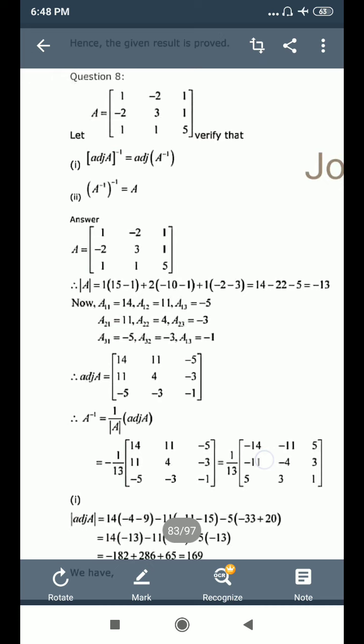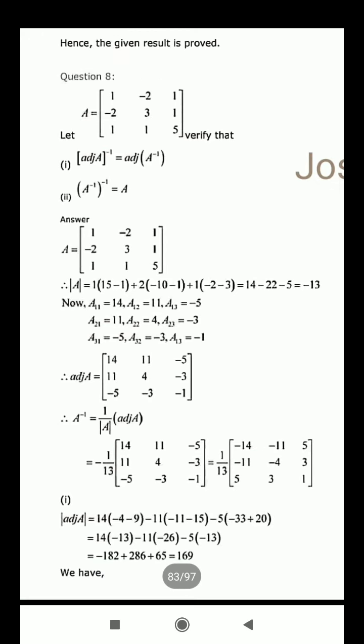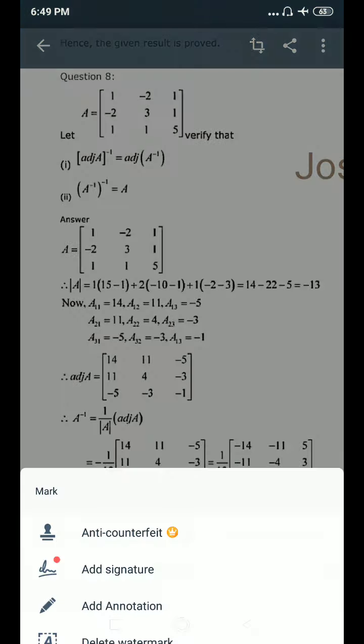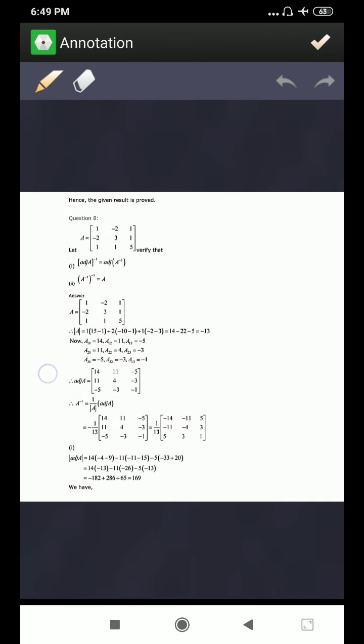Now we have to find the adjoint of A inverse also. So how will you calculate the adjoint of A inverse? First of all, we will calculate the determinant of adjoint of A. Or you can say, I will take this as a matrix B.